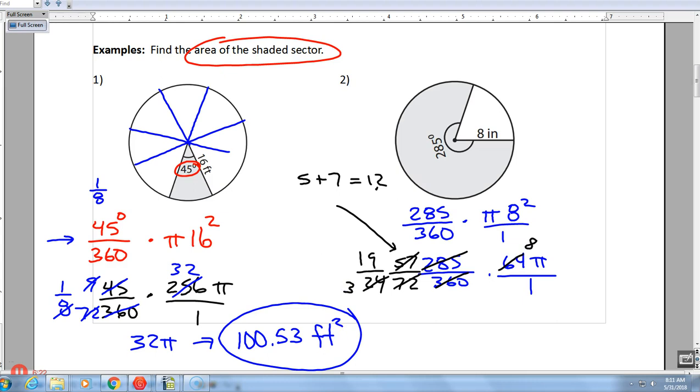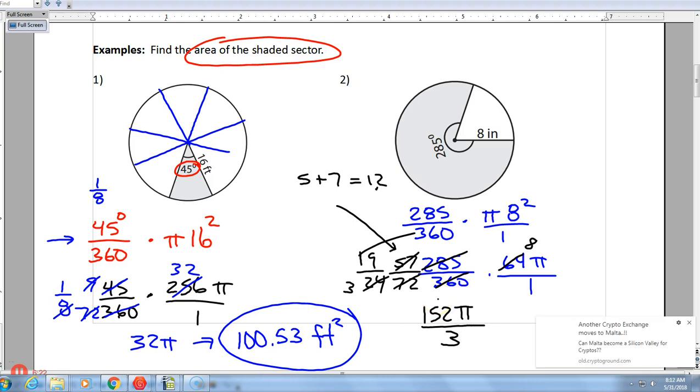And that might be as good as I can get. I don't see any other things. So that's 80 times 7, 80 plus 72, 152 pi over 3. And I know 3 doesn't go in there because that only adds up to 8.